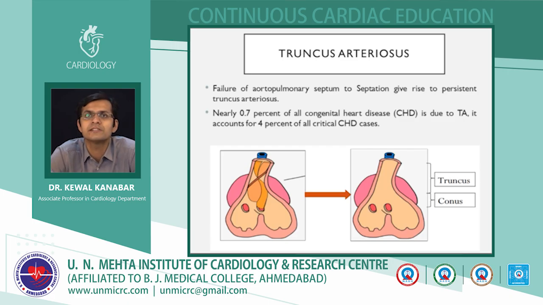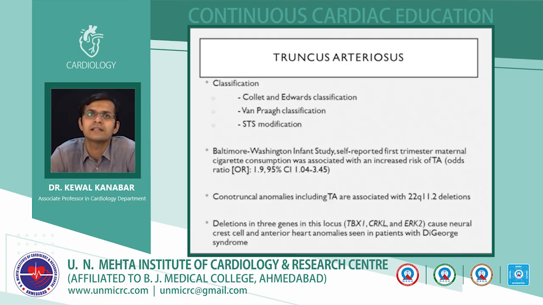It accounts for 0.7% of all congenital heart diseases and accounts for around 4% of all critical CHDs. The truncus arteriosus is classified as per several classifications like Collett and Edwards classification, Van Praag's classification. What is the most commonly used classification is Collett and Edwards classification, right?